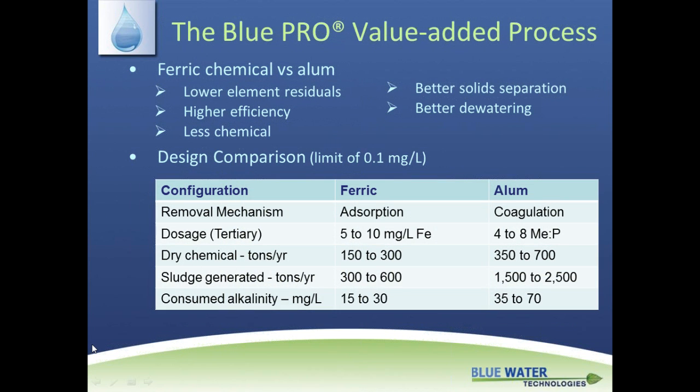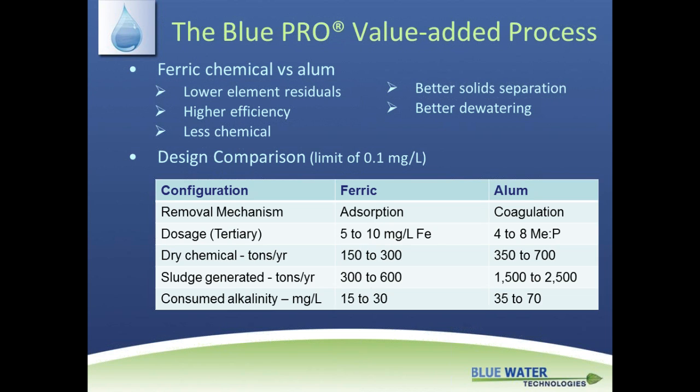Another highlight that I wanted to bring before you is that of the chemical side of this process. The Blue Pro system does use a ferric-based chemistry. It's much better than other chemicals that are available on the market. We can use alum. We have used alum in the past, but there's a lot of aluminum limits out there that would prohibit the use of alum.